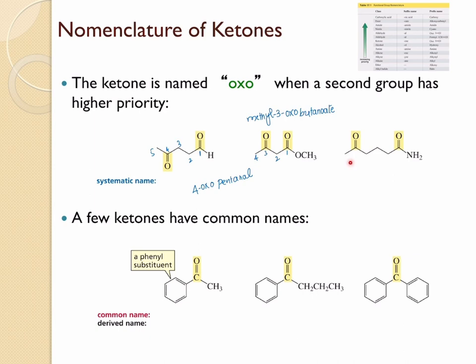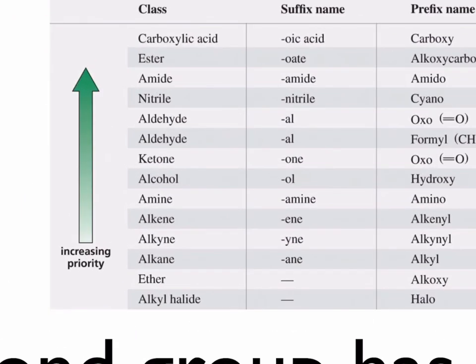Let's now do the IUPAC name for this molecule. Here we have an amide, so this part right here is an amide. This is an amide functional group and also a ketone. And between an amide and a ketone, obviously, the amide is going to have higher priority. So this would be the suffix and the ketone would again be the prefix.